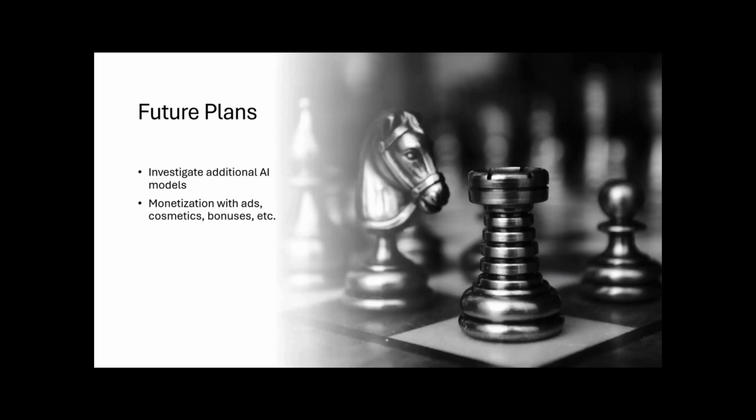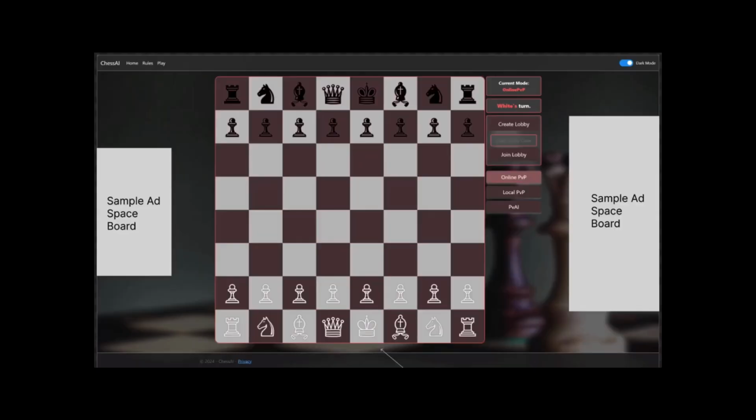Obviously ads, but when it comes to a web page, everyone thinks ads. So we've considered that, and we actually have a mock-up of that. But we're also considering cosmetics, things that change the color of the board, change the aesthetic of the page. And then we're also considering putting some more advanced models behind a paywall, things like that. So here you can see an example of this, the play page of the website, and we have sample ad spaces over here and here.